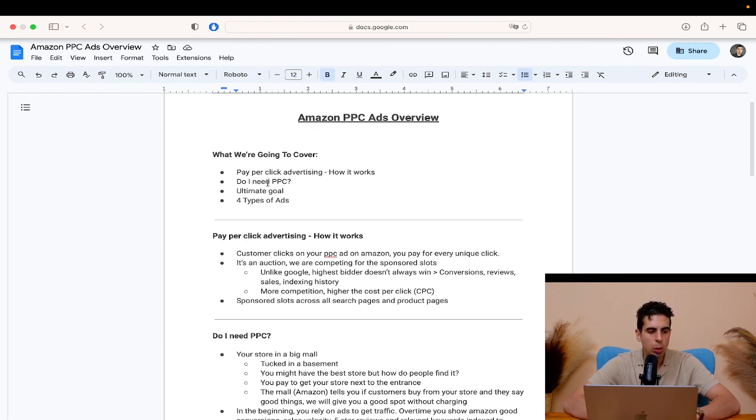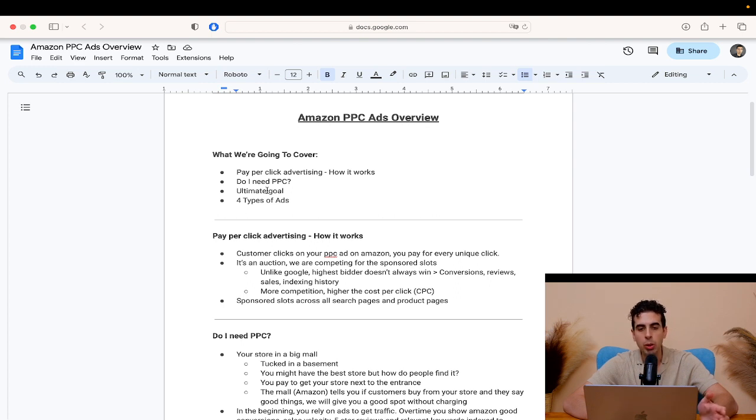A lot of sellers keep on asking, do we even need PPC? So we're going to talk about the essential or fundamental benefits of PPC and whether there are any instances where you can get away without doing any PPC advertising. Then we're going to talk about the ultimate goal, not just the ultimate goal from PPC ads, but the ultimate goal that we need to have on Amazon. That's going to bring more context on whether PPC ads are going to be effective in achieving that ultimate goal. And lastly, we're going to cover the 4 different types of advertising options available on Amazon.